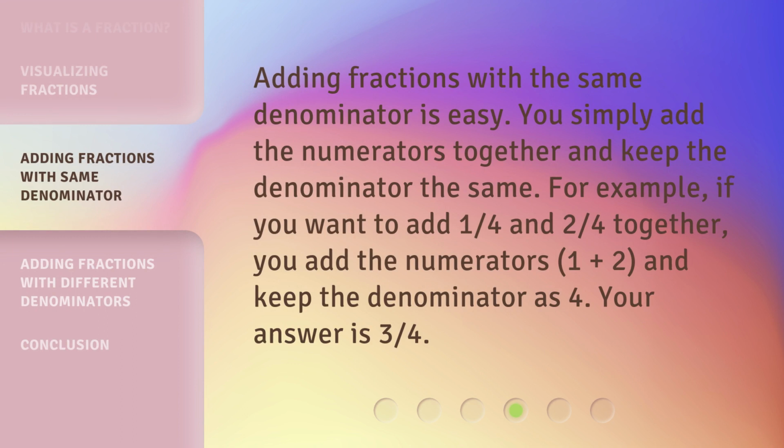Adding fractions with the same denominator is easy. You simply add the numerators together and keep the denominator the same. For example, if you want to add 1/4 and 2/4 together, you add the numerators, 1 plus 2, and keep the denominator as 4. Your answer is 3/4.